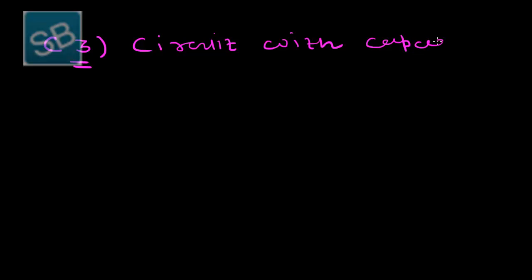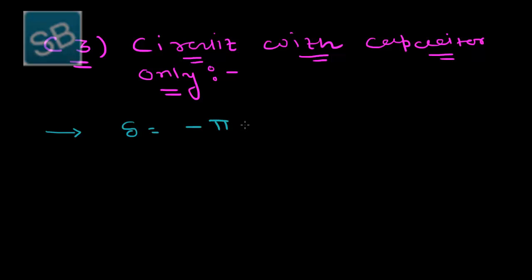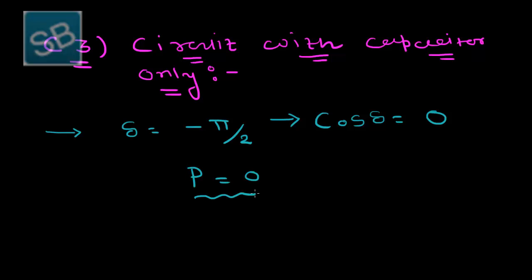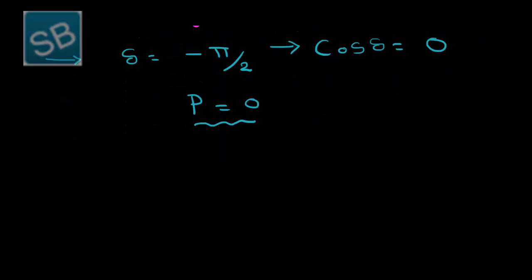Now let's start the third type of arrangement, that is the circuit with capacitor only. What happens in the circuit which is only with a capacitor? First of all, the phase difference arising in the AC circuit, that is delta, is equal to minus pi by 2. So over here cos delta, that is cos minus pi by 2, is also 0. And hence the power dissipated, or the power generated, in the AC circuit is 0.